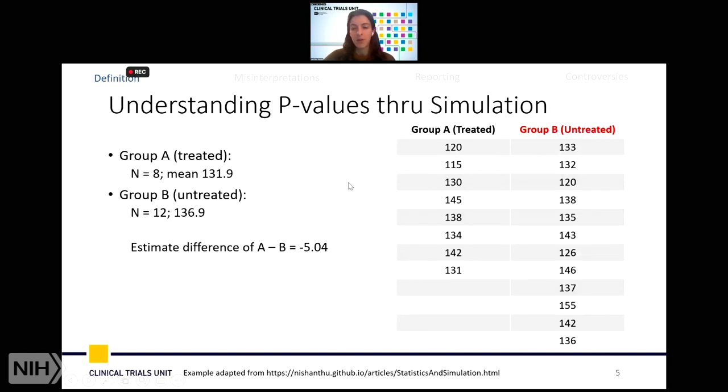For this example, I'm just creating some fake data here. In group A, our treated group, we have 8 people with a mean of 131.9. And group B is our untreated group, and there we have 12 people with a mean of 136.9. So our estimated difference of A and B is -5.04. We want to know something about the statistical significance of that difference as it occurs in this data.